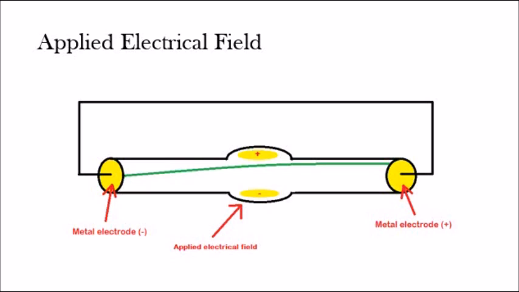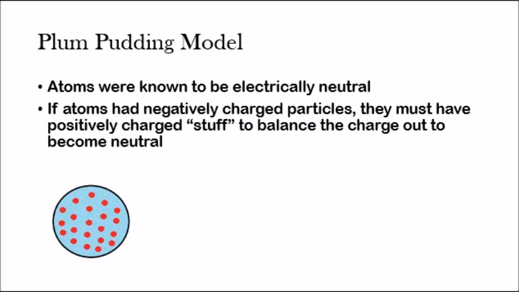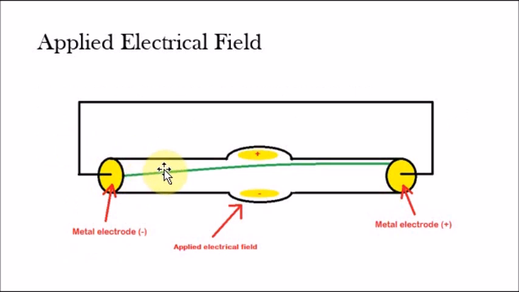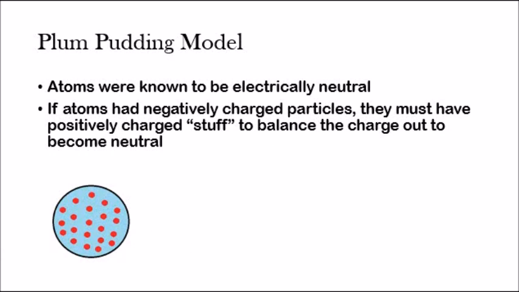Okay, and from that he made what's called the plum pudding model. Atoms were known to be electrically neutral, they don't have a charge. And if atoms are made up of these electrons, which he saw in the cathode rays, there must be something to balance out the negative particles, the electrons. So they must have positively charged stuff to balance the charge. So he created this plum pudding model, meaning he said the atom looked something like this. Now, if you don't know what plum pudding is, I think it's an English dessert where you have raisins and then bread around them. I didn't know about it until I looked it up, but anyways, he named it after that.